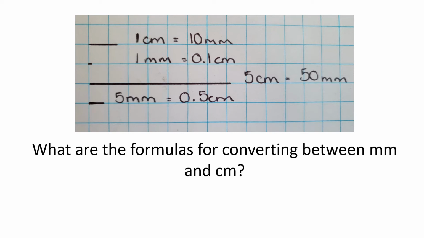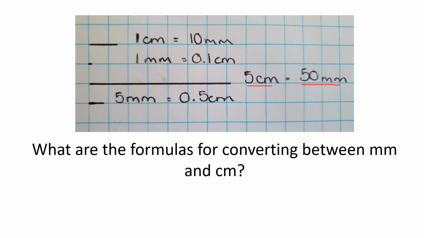What are the formulas for converting between millimetres and centimetres? Looking back at the 5 centimetres and 50 millimetres here, I know there are 10 millimetres in 1 centimetre. That means that I need to do 10 times 5 to work out how many millimetres there are in 5 centimetres. So when I'm working out millimetres from centimetres, I am multiplying centimetres by 10.